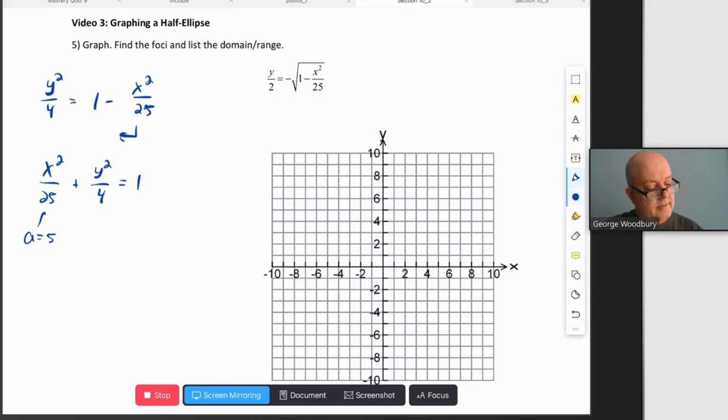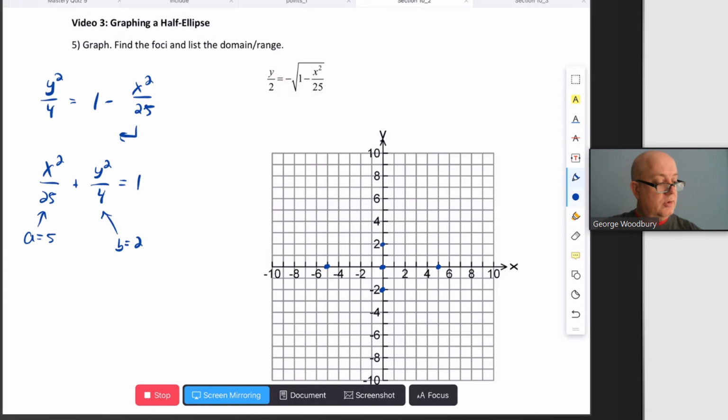A is 5 and B is 2 because 5 squared is 25 and 2 squared is 4. Remember, we use the symbol a to go with the larger of those two denominators. B goes with the smaller one. Still working with ones that are centered at the origin. A is 5, so 5 to the right, 5 to the left. B is 2, so if we were graphing the full ellipse, it would be up 2 and down 2.